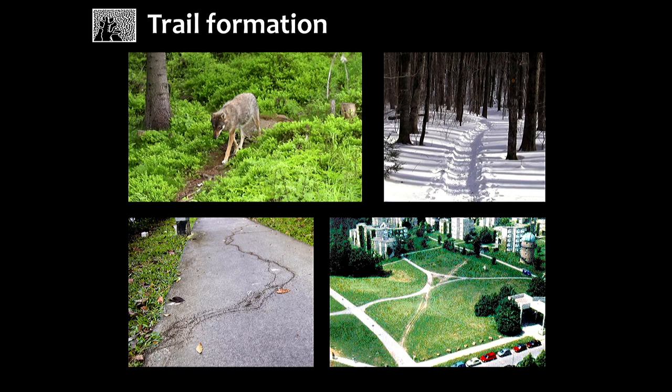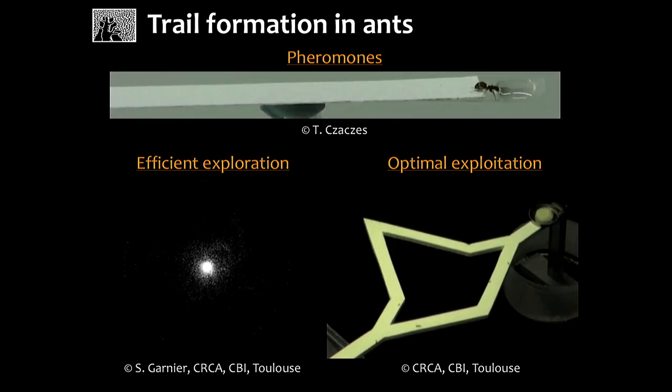So trail formation occurs when you have a non-explored area and you have a first individual going through and leaving some attractive trail behind it. And then when the second individual comes, it has a higher chance to follow the same trails and leaving his own attractive trails and so on, and you have path formation. The masters in path formation are ants.